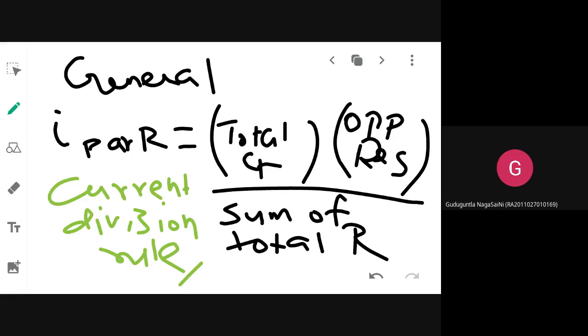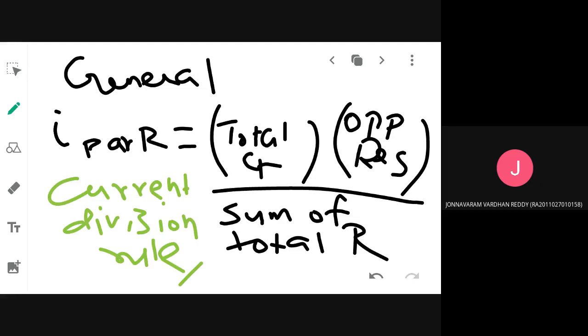I think in between you used this rule. So this rule is called the current division rule again. And why do you need to apply this rule? Whenever you are having a parallel combination of resistances, and if you want to find out the current flowing through a particular resistance, then you can easily apply this rule to find out that value of current.